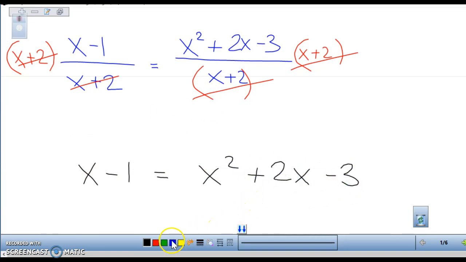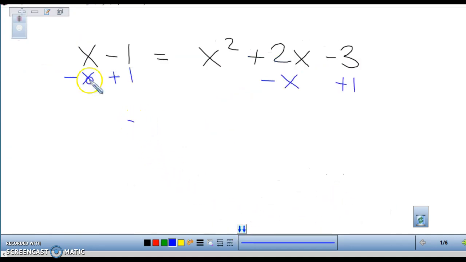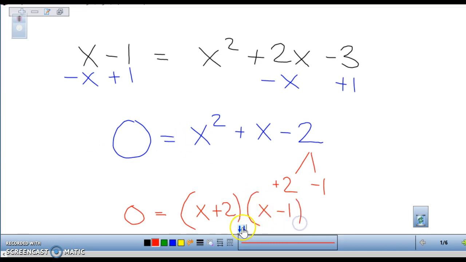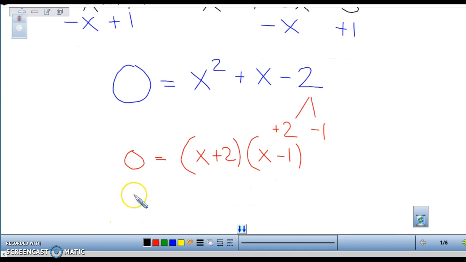Now we have a quadratic equation. We're going to subtract our x across and add our 1 across so that we have 0 on the left-hand side, and we have a quadratic equation that we have to solve. To solve this, we're going to factor into a positive 2 and a negative 1. So 0 equals x plus 2, x minus 1. To solve for this, x needs to equal negative 2 and x needs to equal positive 1.